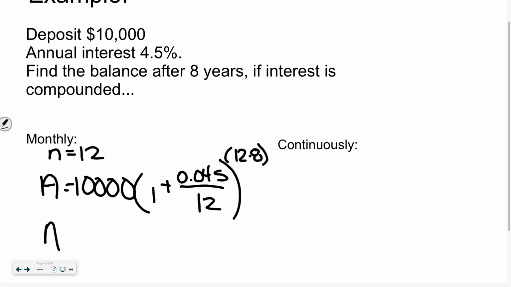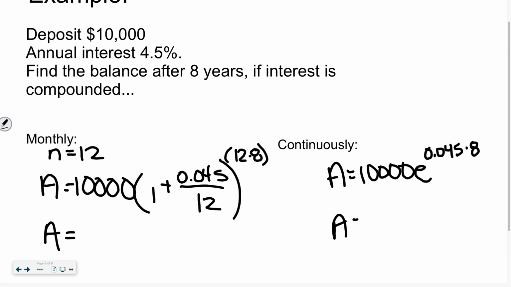Okay. So I'll get an answer there. And then if it says compounded continuously, do you know what n is? No. So I can't use this formula. I've got to use PERT. So I say the amount in my account is my principal, $10,000, times e raised to my rate, 0.045 times 8. And then you're just plugging in your calculators and getting your two answers.